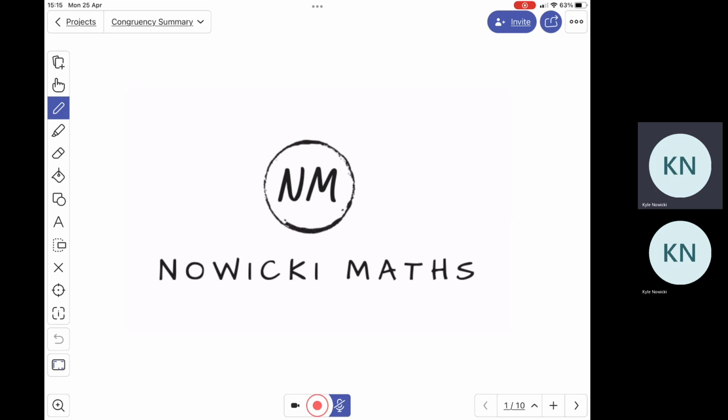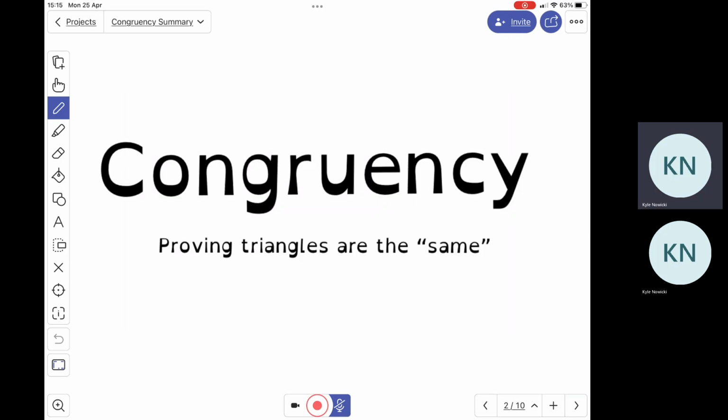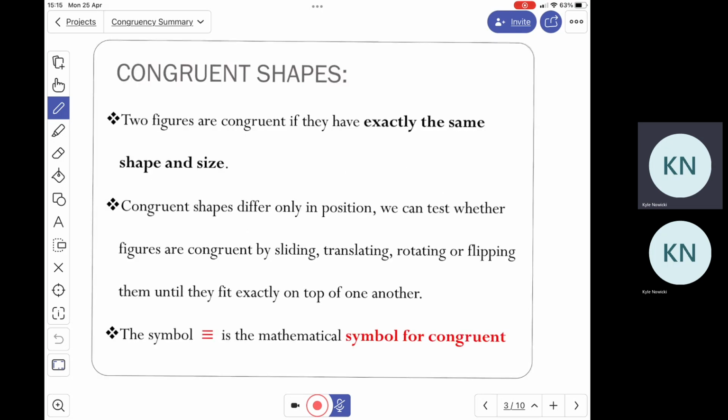Okay, so today we're going to have a look at congruency. Now, congruency is all about proving that triangles, or generally shapes, are the same, right? For us specifically, it's about triangles. Now, a couple of things quickly just to get out the way. Two figures are congruent if they have exactly the same shape and size, right? So congruent shapes only differ in position, right?